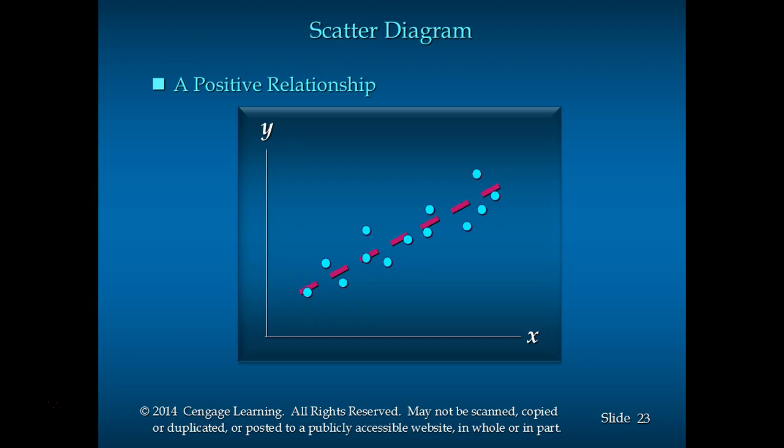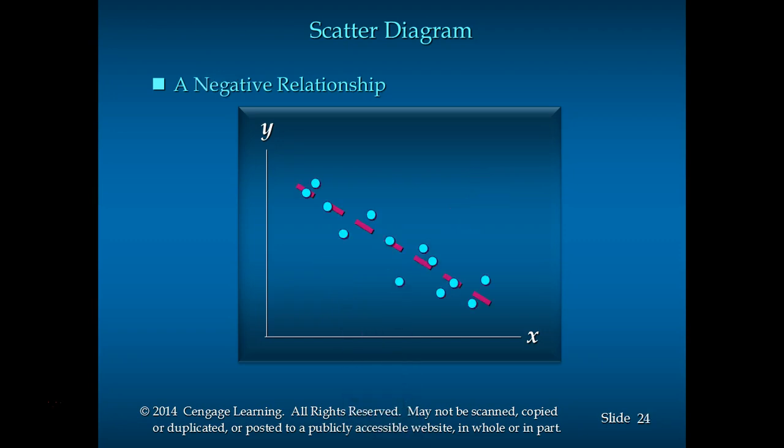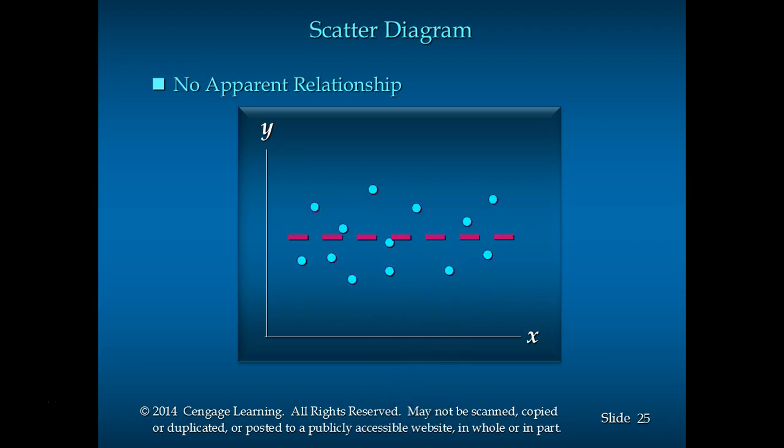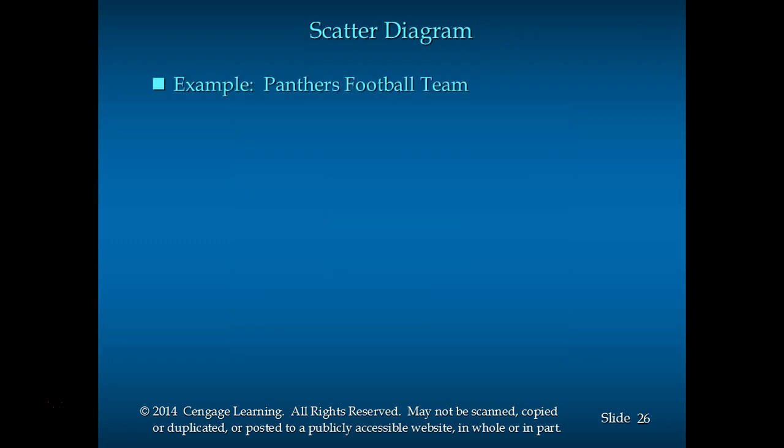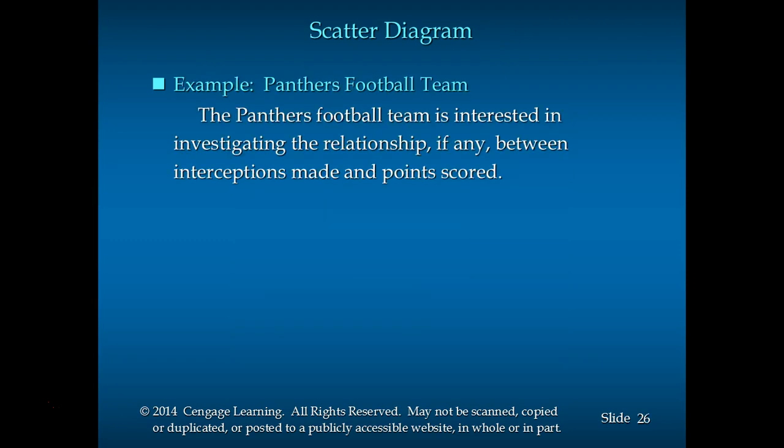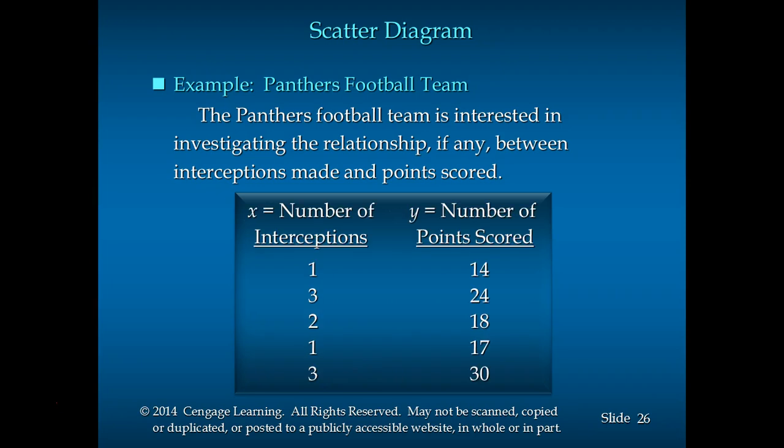If the relationship is negative, it might look like this. And this is no apparent relationship here. Let's get an example. The Panthers football team is interested in investigating the relationship, if any, between interceptions made and points scored, like this.